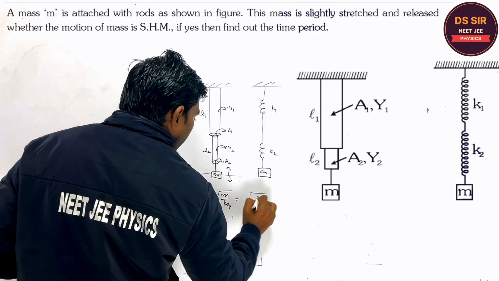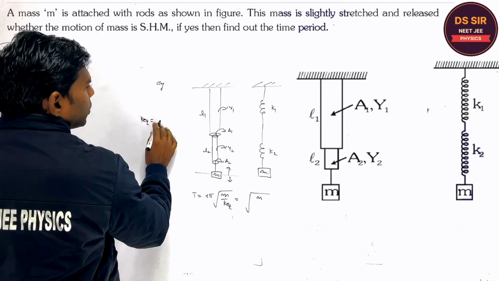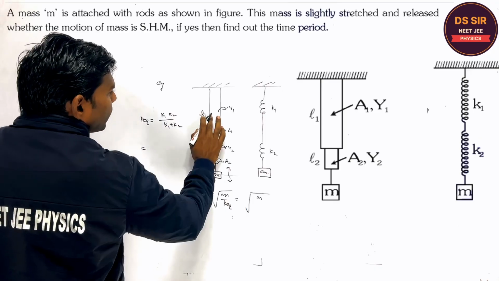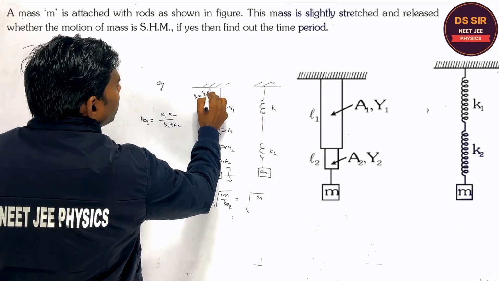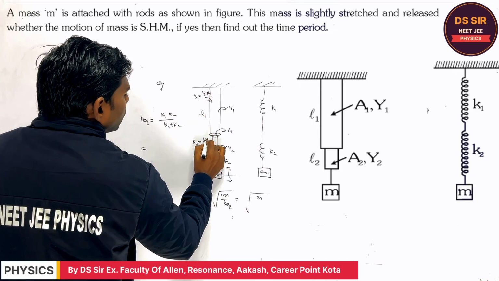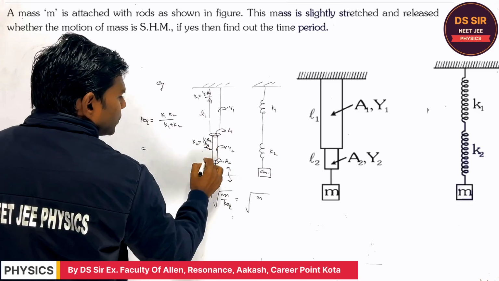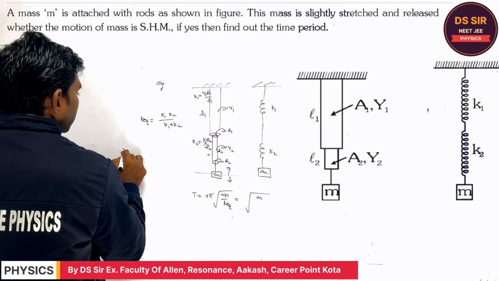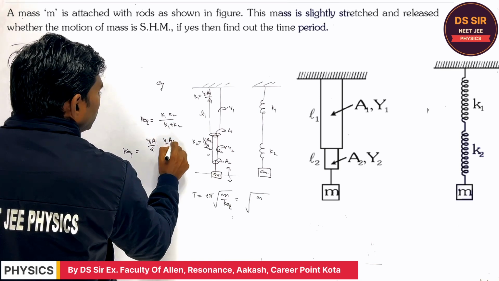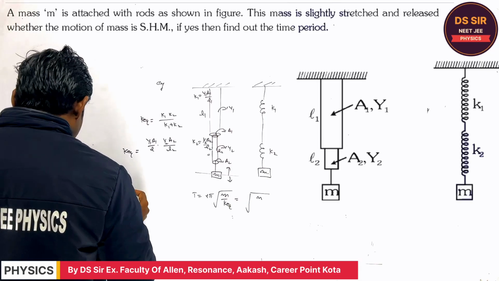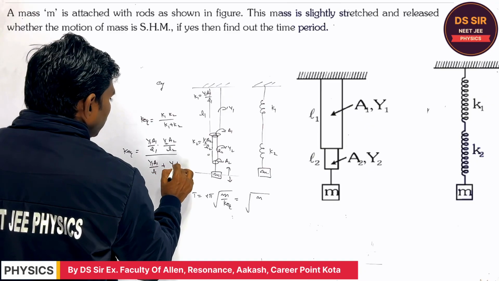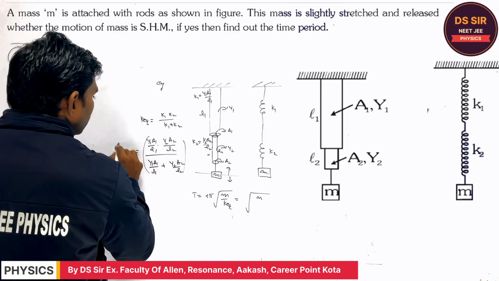And we have to find the K equivalent. What is the K equivalent? K1 K2 upon K1 plus K2. What is the value of K1? K1 is Y1 A1 upon L1. K2 is Y2 A2 upon L2, right? The length is L2. So here the K equivalent is Y1 A1 upon L1 times Y2 A2 upon L2, divided by Y1 A1 upon L1 plus Y2 A2 upon L2. Is it clear or not, you tell?